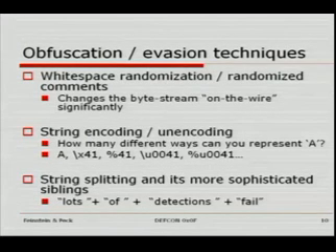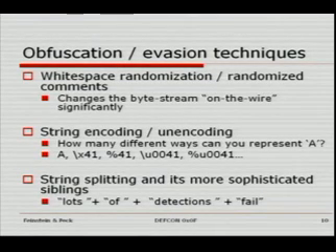So now we're going to move into talking about some of the obfuscation and evasion techniques that are used by JavaScript to hide what the actual exploit is doing and really evade IDS, IPS, and all sorts of other detection mechanisms. There are a variety of evasion and obfuscation techniques that are typically used in the wild and that we see in JavaScripts. Probably the simplest to understand and the simplest to implement is whitespace randomization or randomized comments.